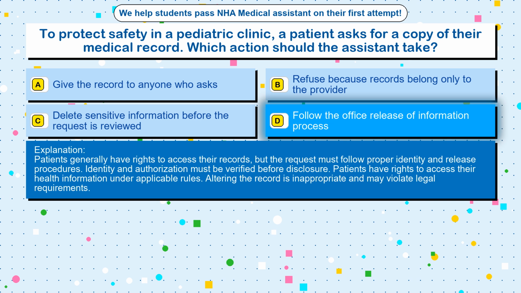Patients generally have rights to access their records, but the request must follow proper identity and release procedures. Identity and authorization must be verified before disclosure. Patients have rights to access their health information under applicable rules. Altering the record is inappropriate and may violate legal requirements.